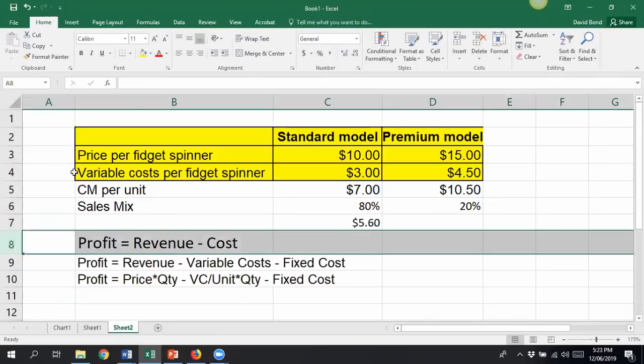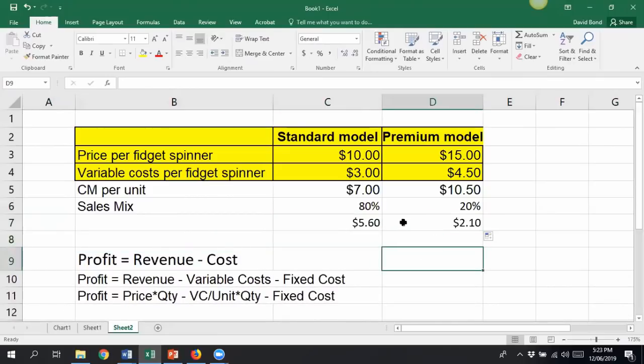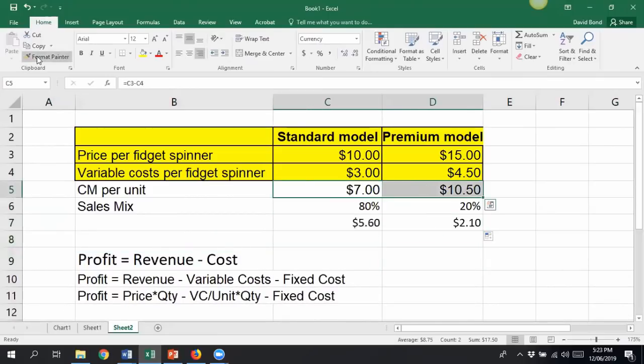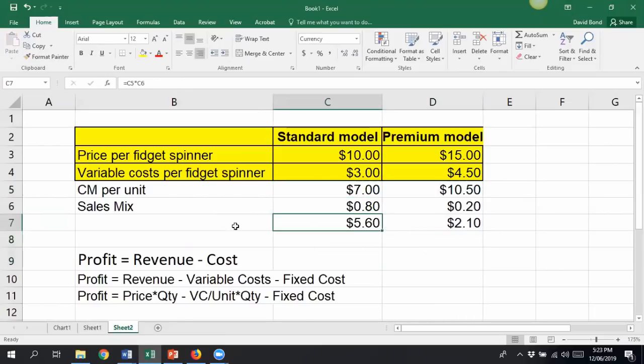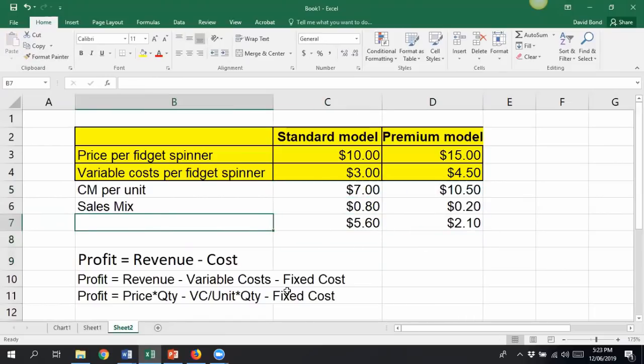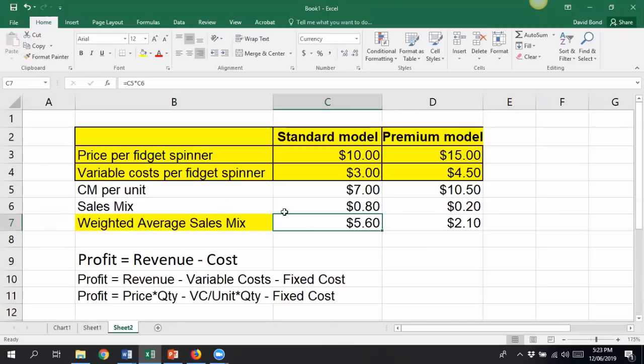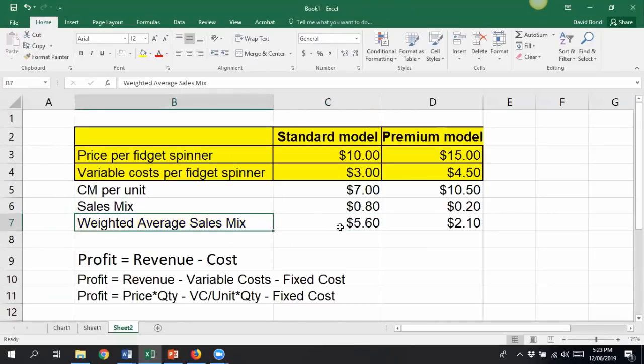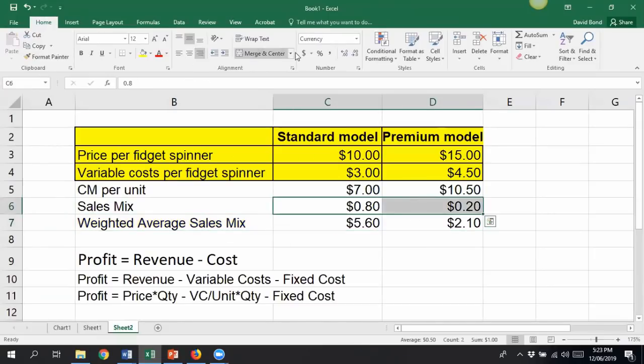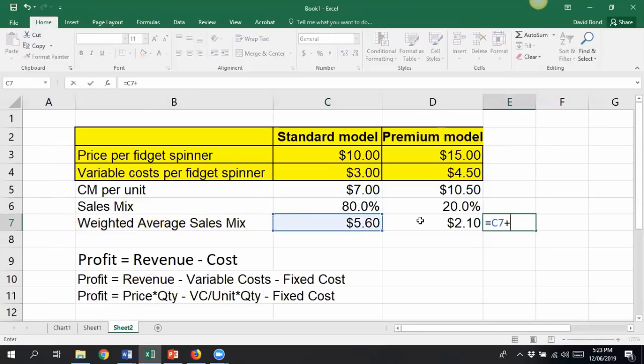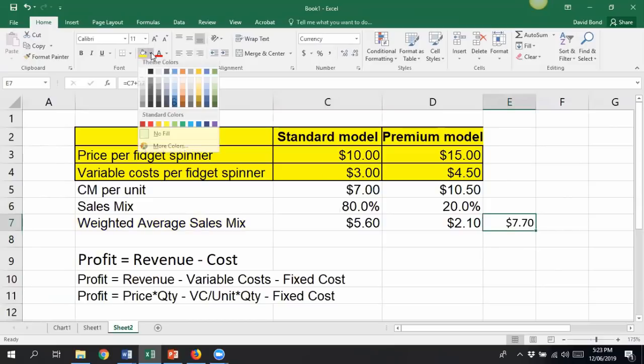Multiply those 2 together. I don't know why that's a different font or different size. All right, so we end up with a weighted average contribution margin. Now, we still have 2 of them, but what we want to do is add these 2 together. And this is the holy grail of what we're after, the $7.70.